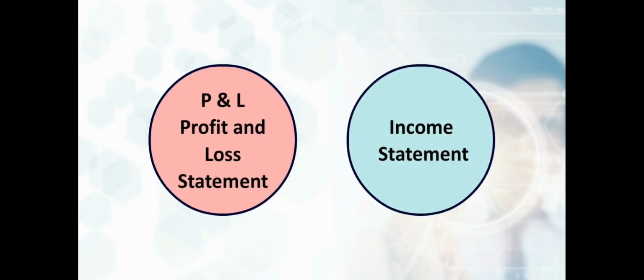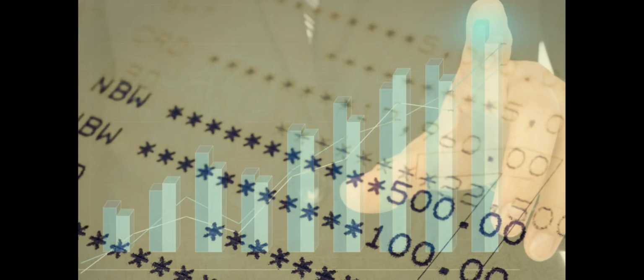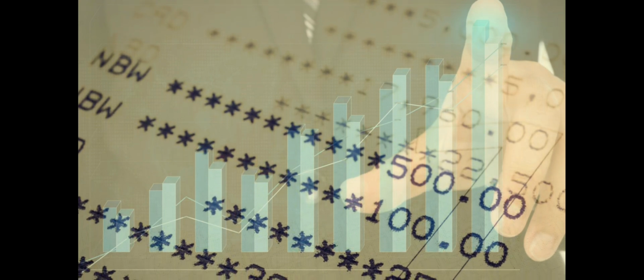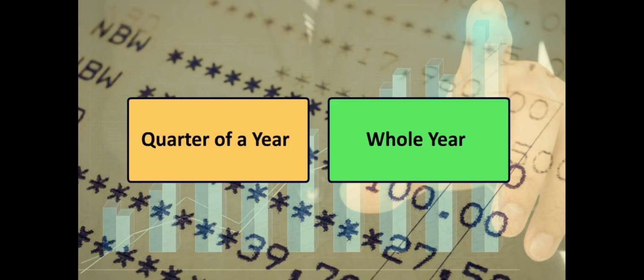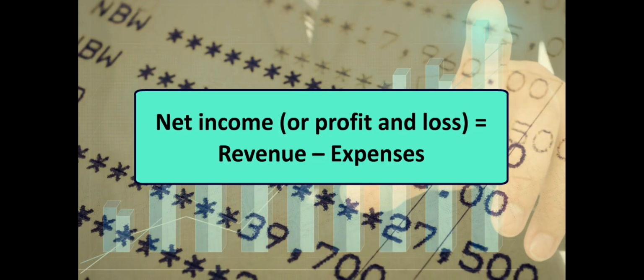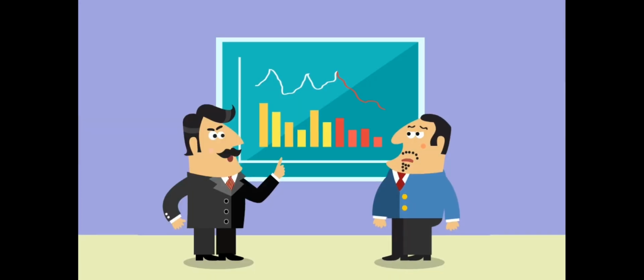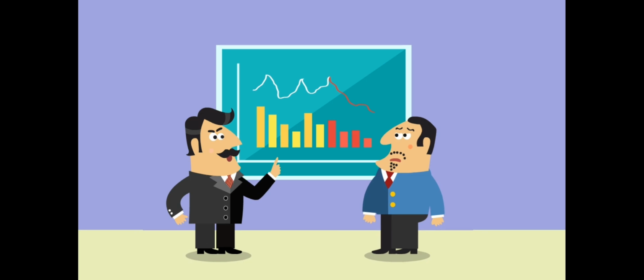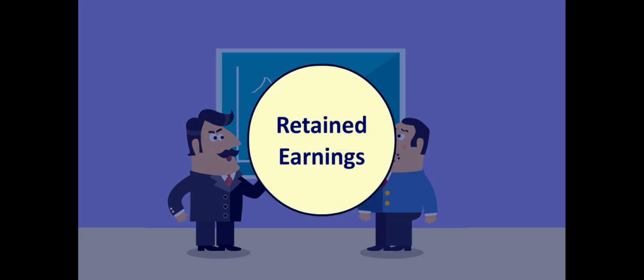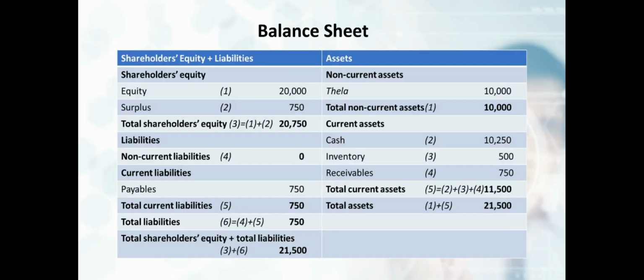P&L stands for profit and loss statement. It is also called income statement. It shows the business's operating results for the period, which could be a quarter of a year or a whole year. The net income after profit and loss is equal to revenue minus expenses. Any income or profit not paid out to shareholders is called retained earnings. Retained earnings are accumulated over time on the balance sheet under surplus on the shareholders' equity part of the balance sheet. For Raju, the surplus was rupees 750.